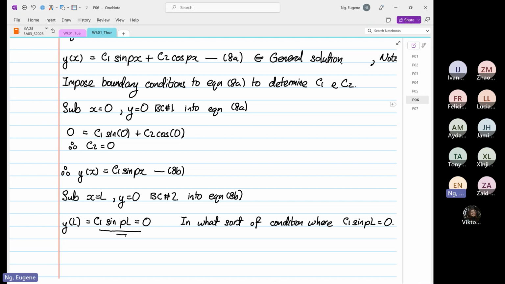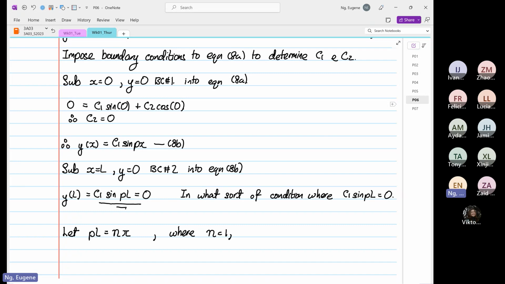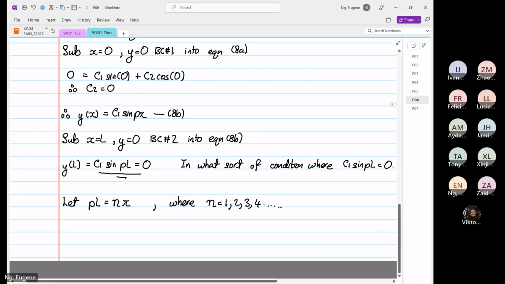Okay, so we have to think. The only way is that we let PL be equal to N multiplied by pi, because sine pi is equal to what? 0. Where N can be equal to 1, 2, 3, 4, and so on and so forth. Sine pi is equal to 0, sine 2 pi is also equal to 0, sine 3 pi is equal to 0, sine 4 pi is equal to 0. So we know that sine n pi is equal to 0.